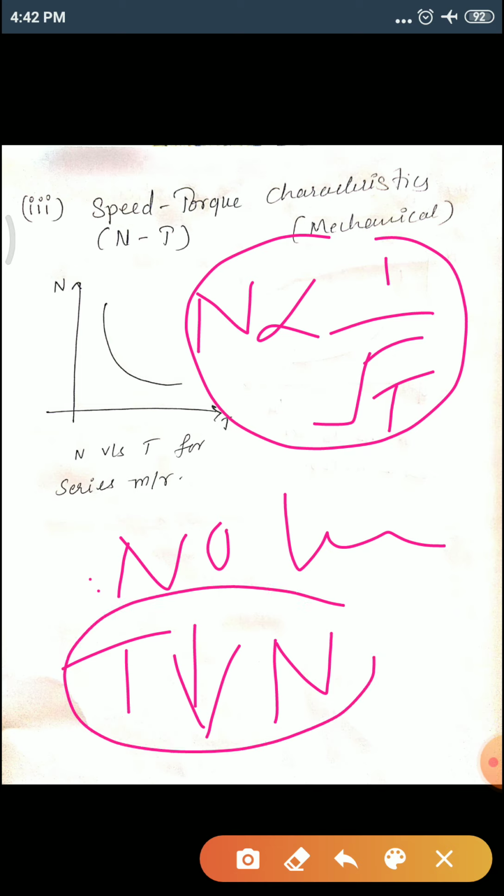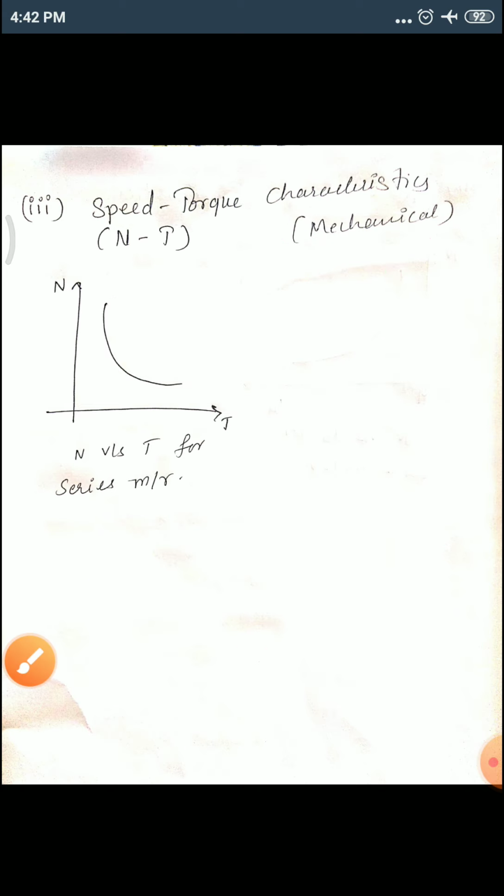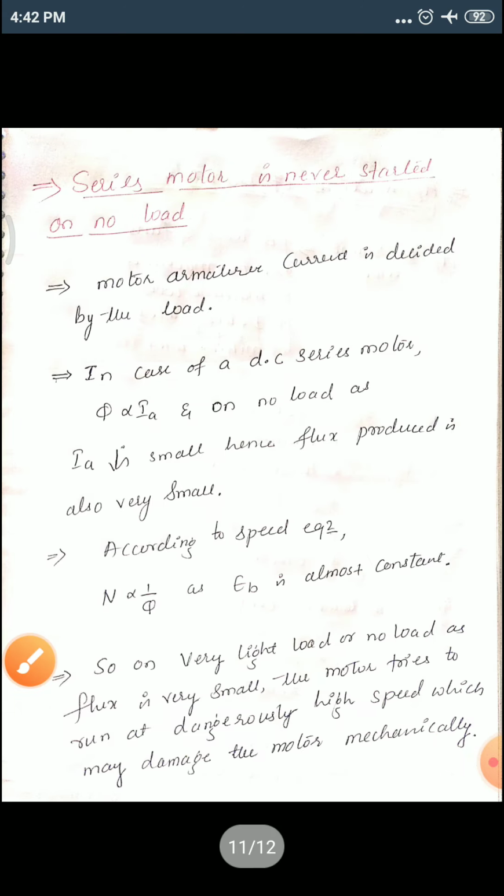So thus the nature of the speed-torque characteristics is similar to the nature of the speed-armature current characteristics, that is this one. When the torque increases, the speed goes on decreasing. This is the characteristics of DC motor. And now we'll see one topic.